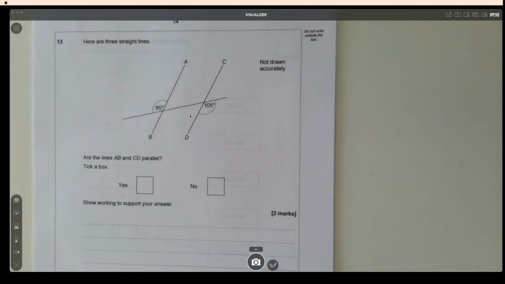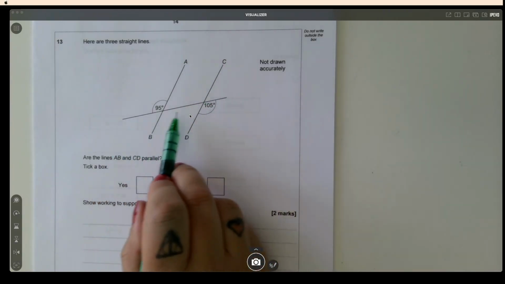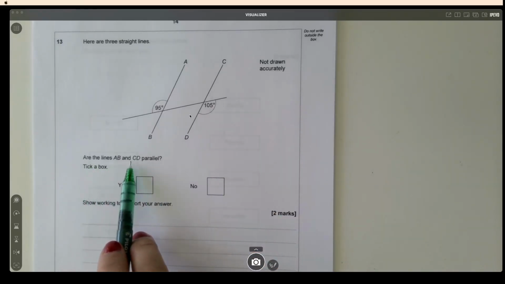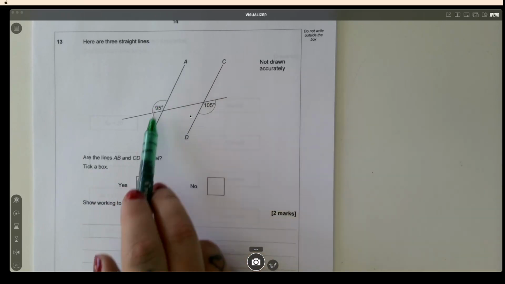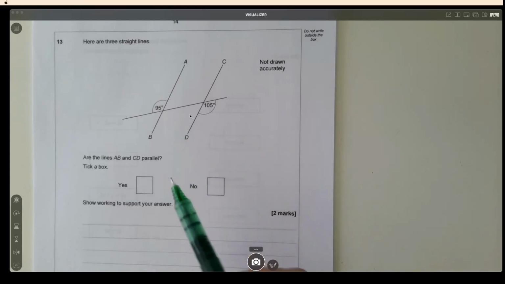Question 13. Here are 3 straight lines. So we've got AB, CD, and then we've got that intersecting line there. Are the lines AB and CD parallel? So we want to know if these two lines are parallel. To figure this out, we need to know some of the other angles because there are some rules that can tell us that lines are parallel. Corresponding angles need to be equal, alternate angles need to be equal, co-interior angles need to sum to 180 degrees. So we fill in as many angles as we can to see if one of those rules applies.